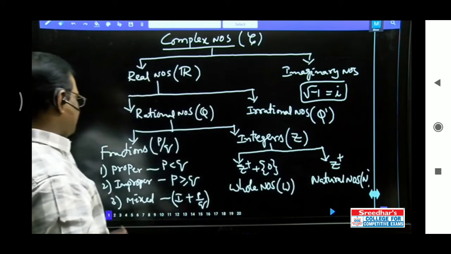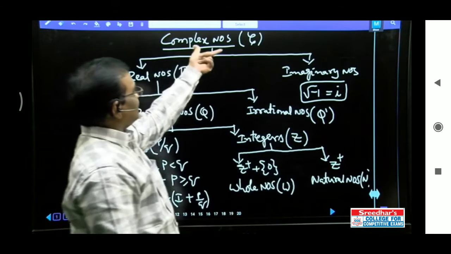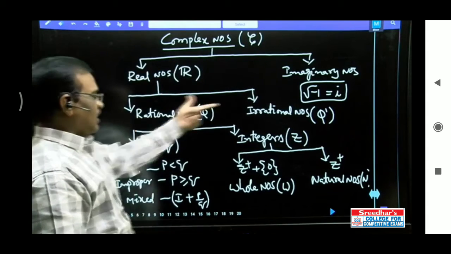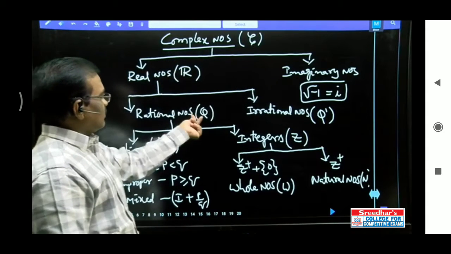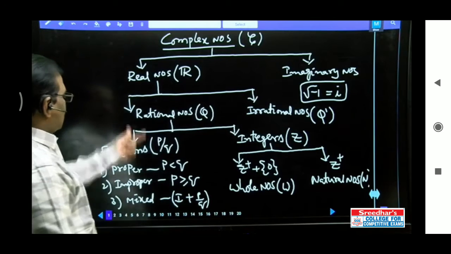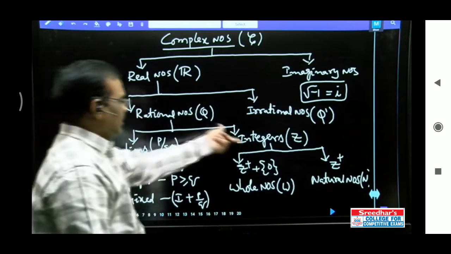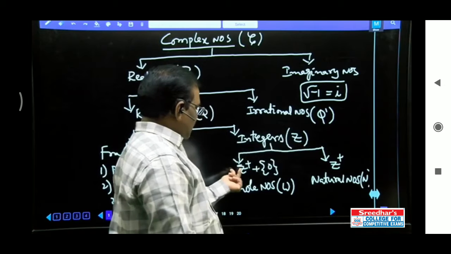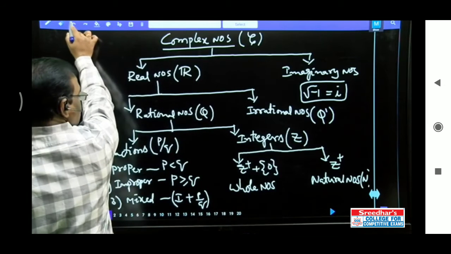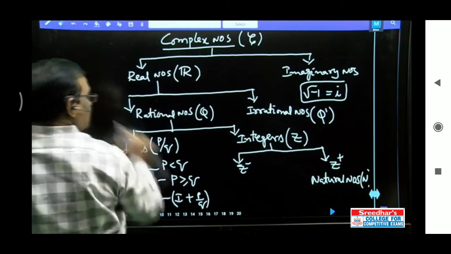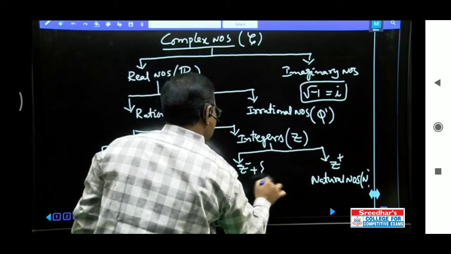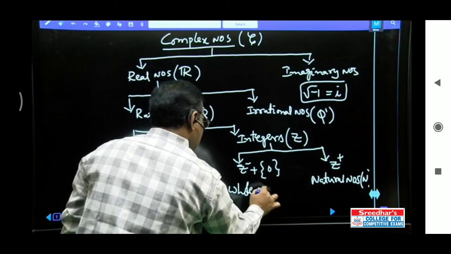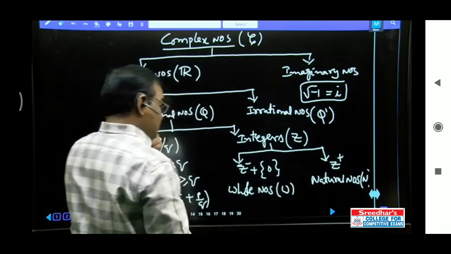This is the number system simply. Complex numbers are the combination of both real and imaginary. Real numbers are the combination of rational and irrational numbers, Q and Q dash, that is R is equal to the union of Q and Q dash. Rational numbers are divided into fractions and integers. Fractions: proper, improper, mixed. Integers: the set of integers, Z plus, Z minus, positive integers, negative integers, and singleton 0. This is whole numbers, denoted by W.